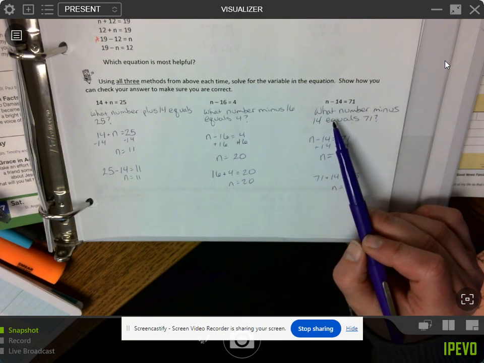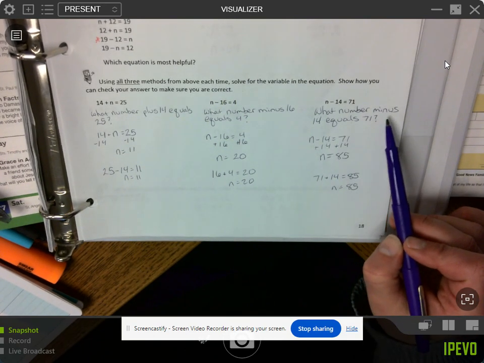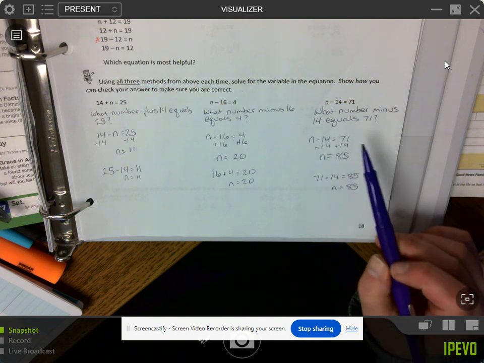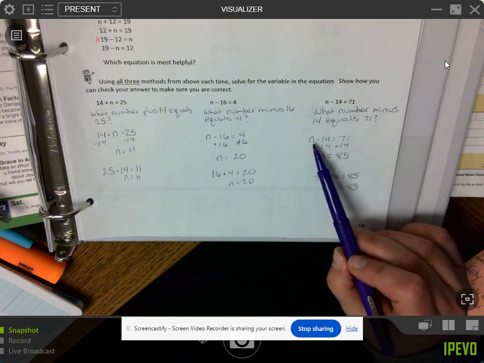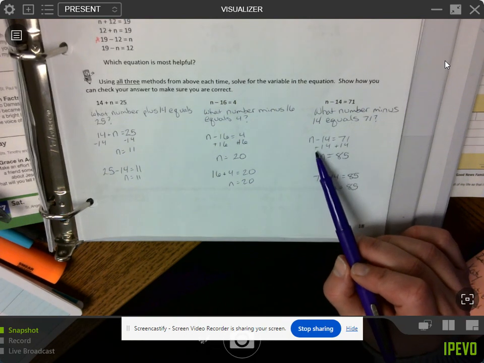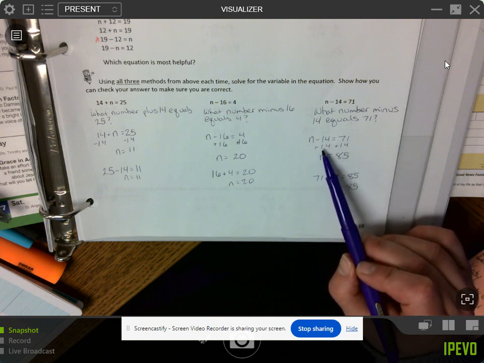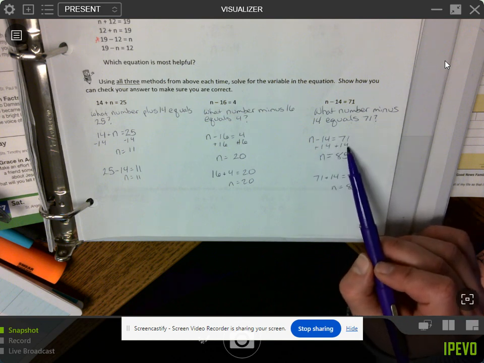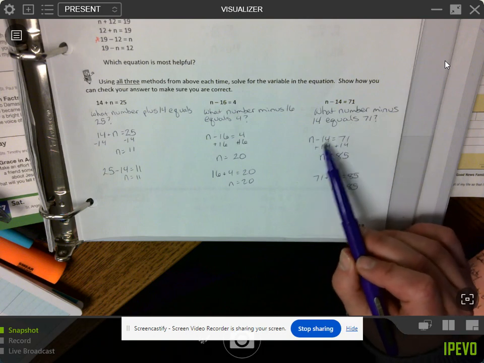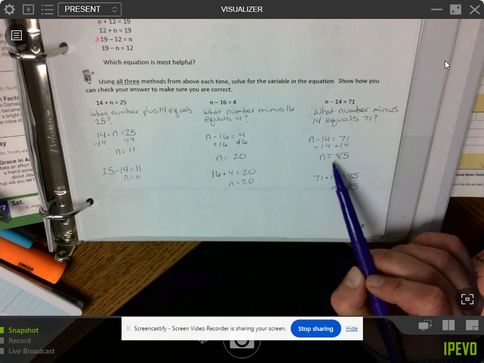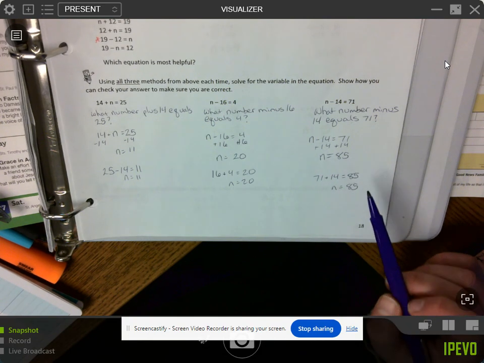So the logic was what number minus 14 equals 71. Doing our opposite operations, we had n minus 14, so opposite of minus 14 is adding 14. So if we added 14 to this side, we have to add 14 to this side. Minus 14 plus 14 cancels out. So we have n equals 85.